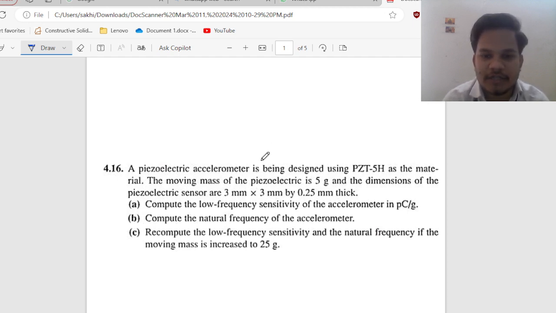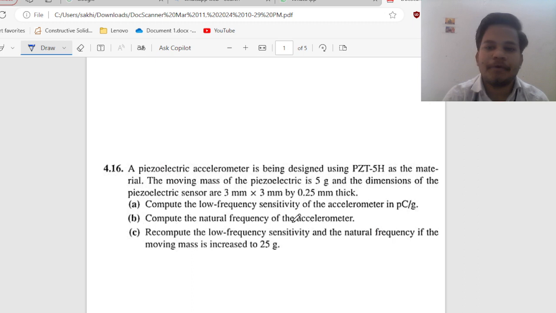So let's go solve this problem. How can we solve it? Low frequency sensitivity: what is the application of an accelerometer? An accelerometer measures accelerations. When we apply force or stress on piezoelectric materials, they generate strain and also charge, or electric displacement, the charge by area, right? So this is the effect of piezoelectric materials.